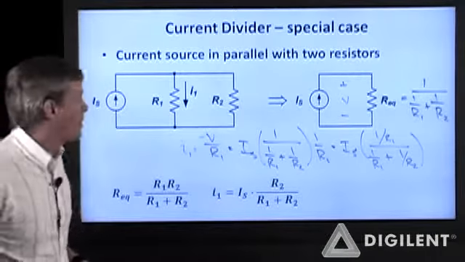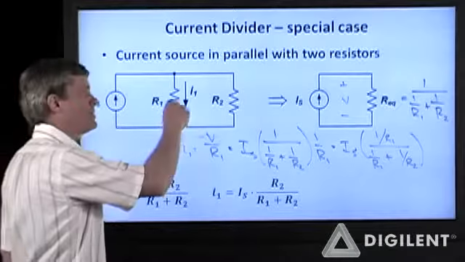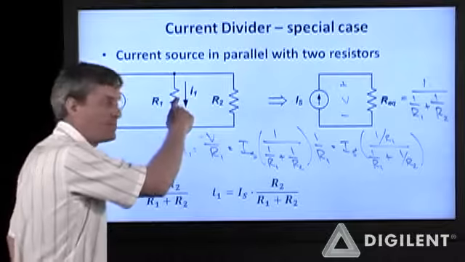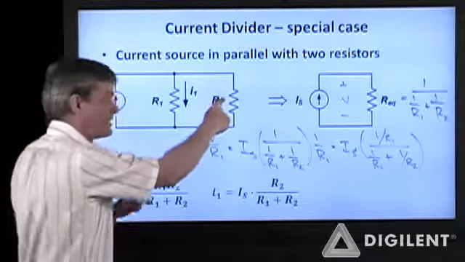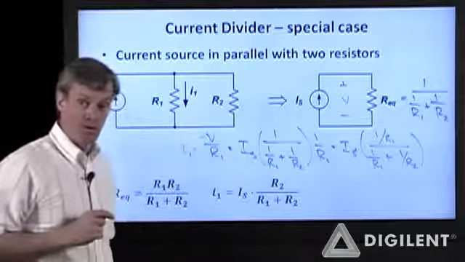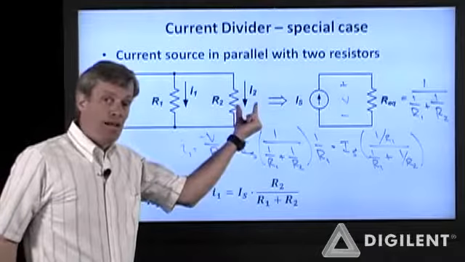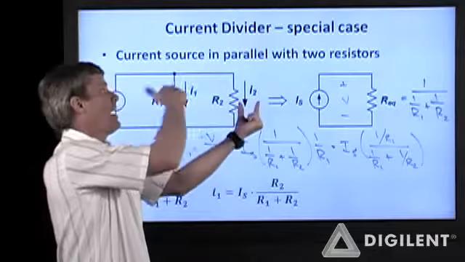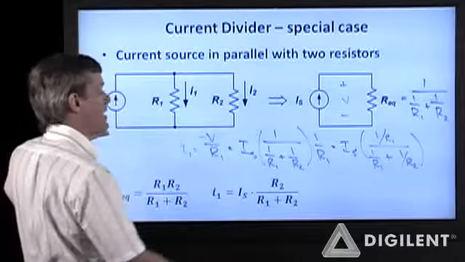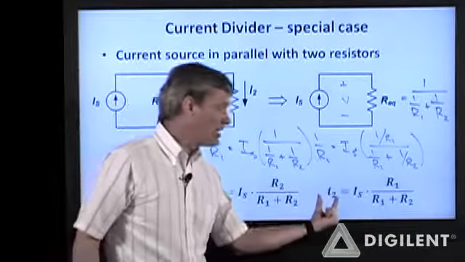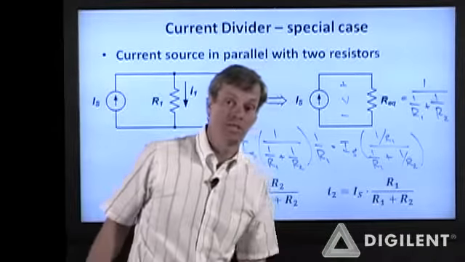So for a parallel combination of two resistors and only two resistors, to find the current in one resistor, you multiply the total current times the other resistance divided by the sum of the two resistances. Correspondingly, if I want to find I2, it is the other resistance, R1, over the sum of these two resistances times I sub S. So I2 is the total current times the other resistance over the sum of the two resistances.